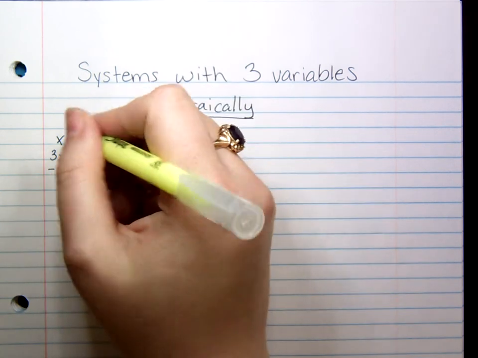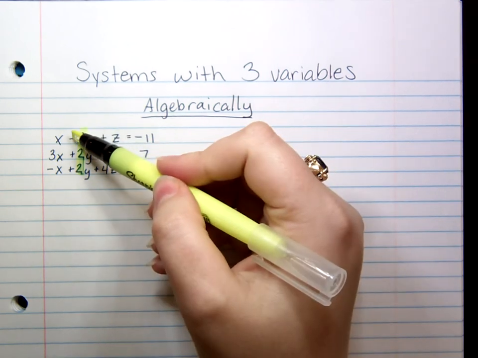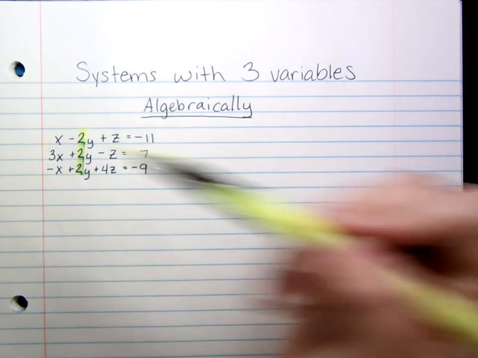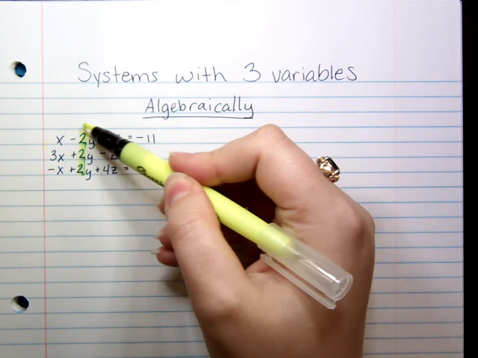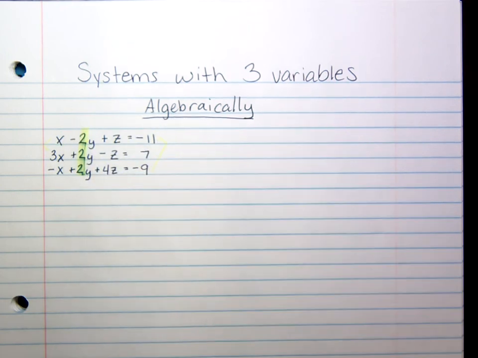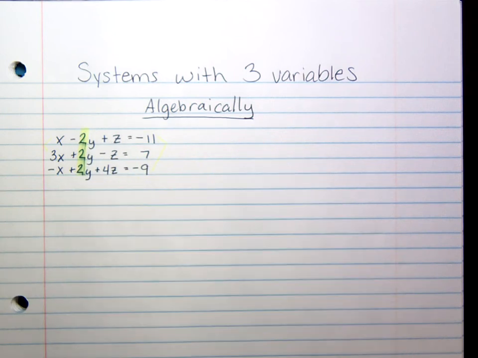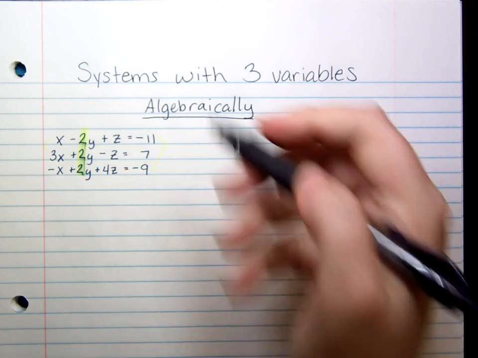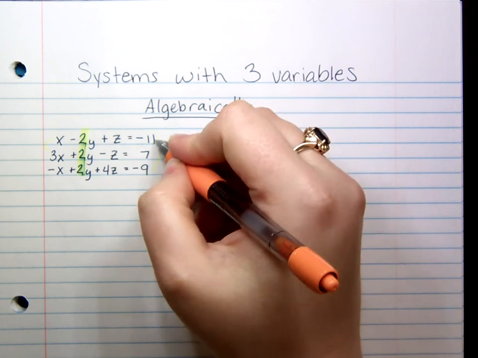And in this one, I'm going to select the y values. The reason I'm selecting the y values is because if I combine these two, the y's already cancel. Positive 2 and negative 2 add to 0. And if I select these two, same thing. Negative 2, positive 2 cancel out. So I'm going to go ahead and take the first and the third.